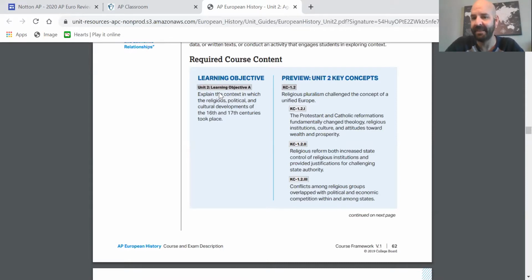And then last but not least, that 2.1 talks about is that there will be conflict between religious groups, Catholics, Lutherans, Calvinists, Anabaptists, right? They're going to fight against each other. And oftentimes these conflicts overlapped with the political and economic competitions, both within a state and amongst states. So examples of this, Britain and Spain had a rivalry for control of colonies and trading routes and all these things.